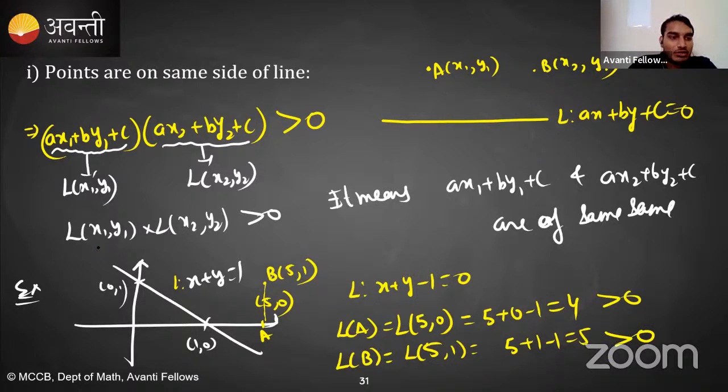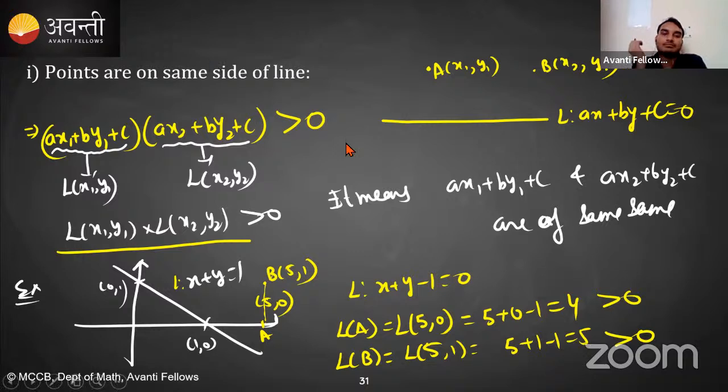That is what I'm saying. If two points are lying on the same side, it means after putting the points in the line, you will get the same sign. Either both will be positive or both will be negative. Is this clear, everyone?